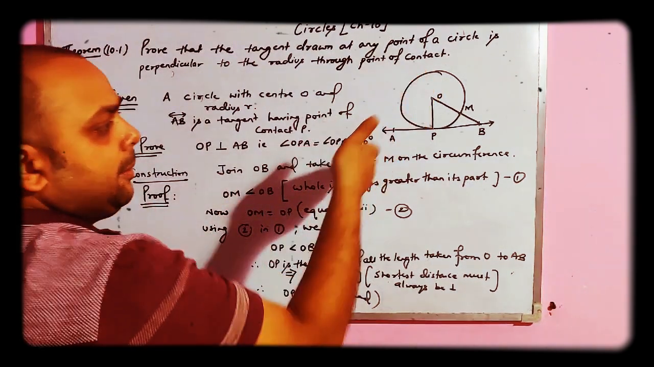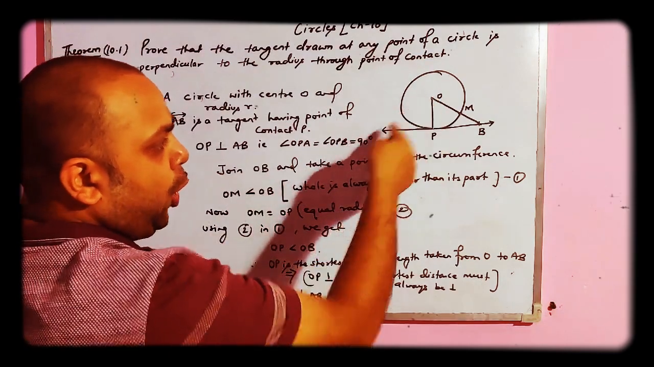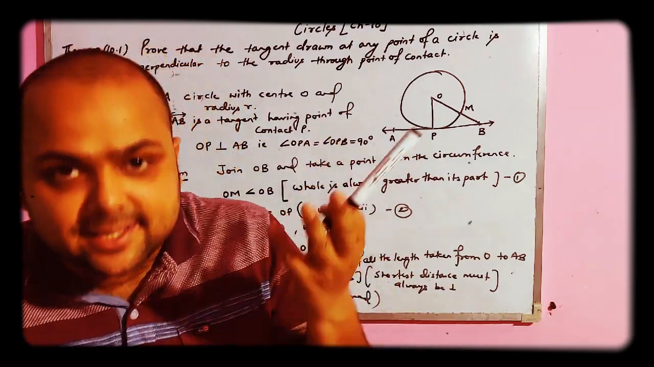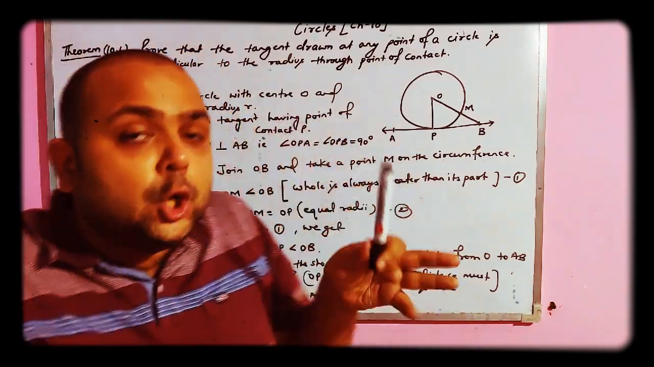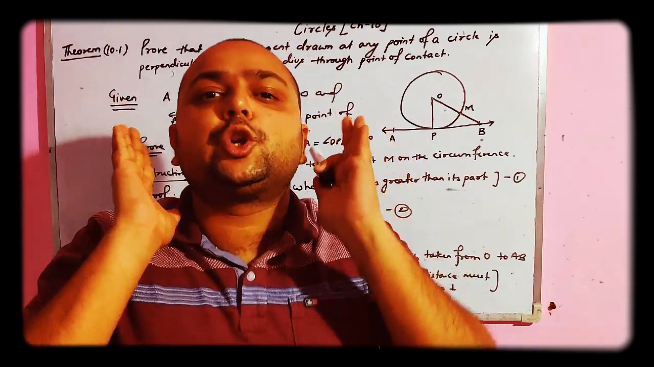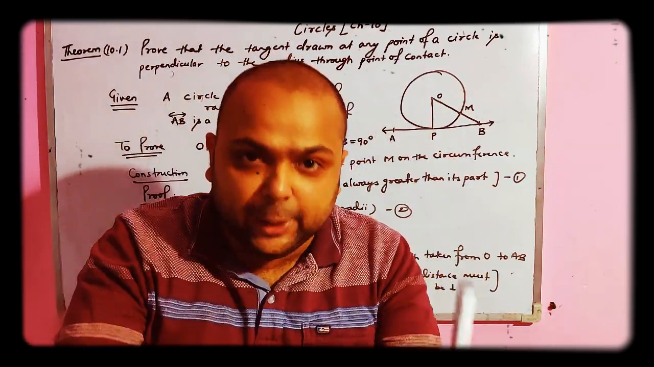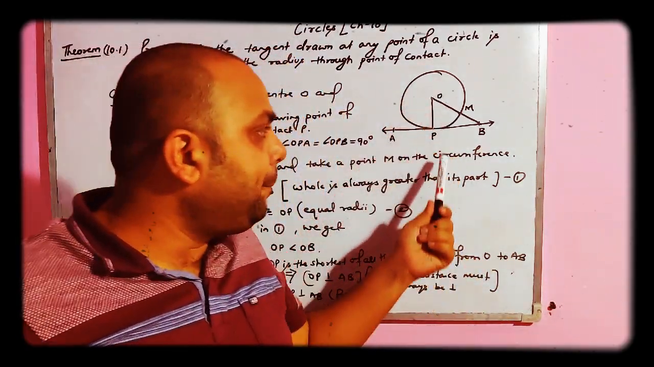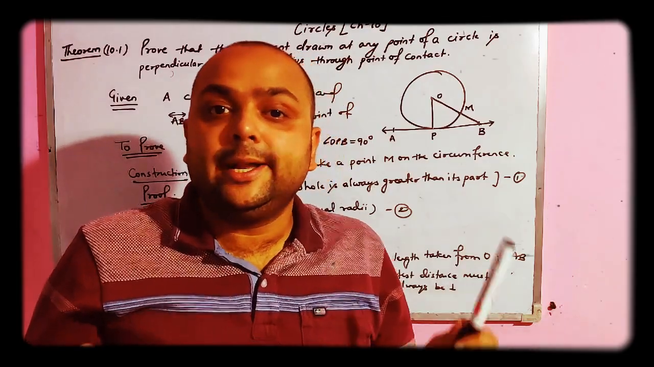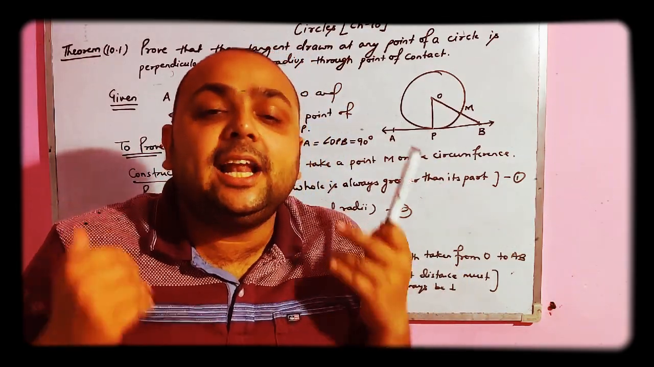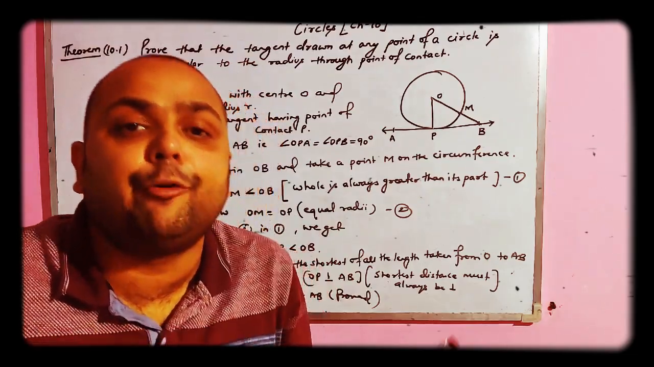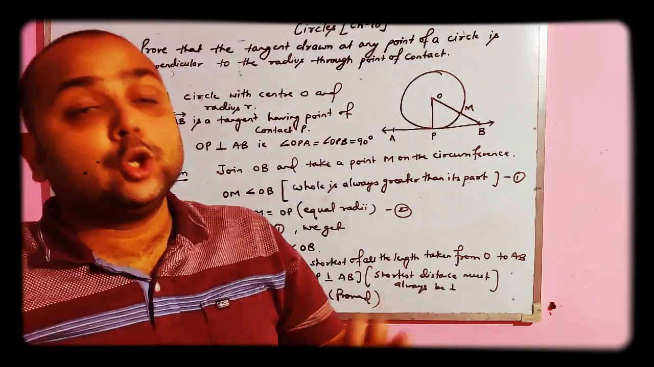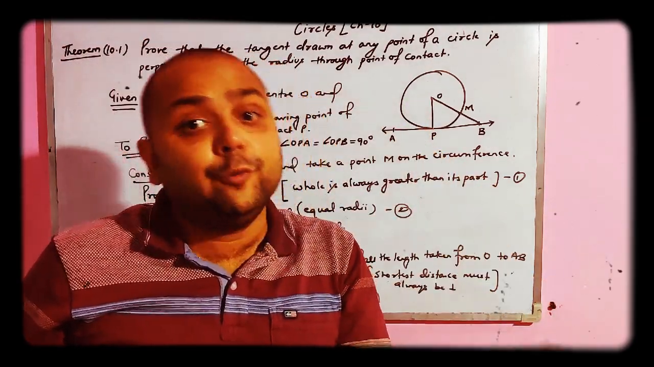So if I draw many lines from point O on AB, I will get that OP is always the shortest distance. So the concept used to prove this theorem is that the shortest distance is always perpendicular to a particular line. So hence OP is perpendicular to AB. Now we get a property that the angle at the point of contact formed by the radius is always 90 degrees. So using this property I am going to prove the next theorem.